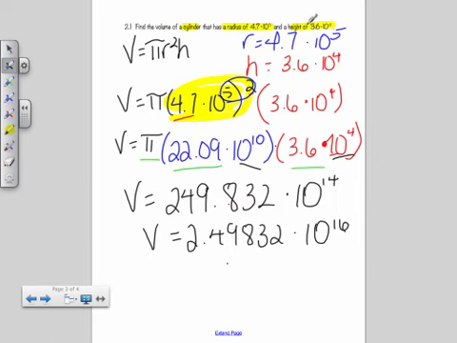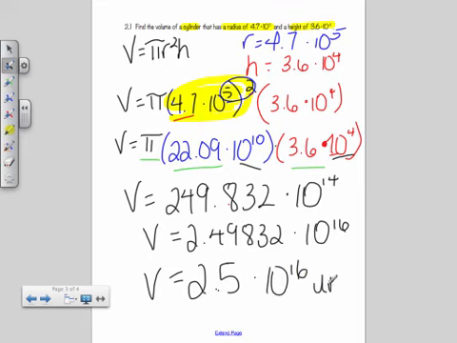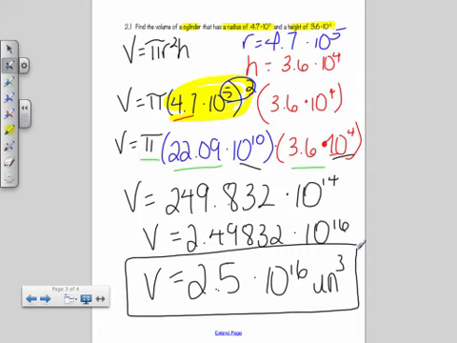Lastly, all I need to do is make sure that I have it rounded correctly. Since these are given to me in tenths, I'm going to put my final answer in tenths. So I'm going to say volume equals 2.5, that 4 has a 9 after it, so I'm going to round it up, times 10 to the 16th units cubed. All right, there you go.